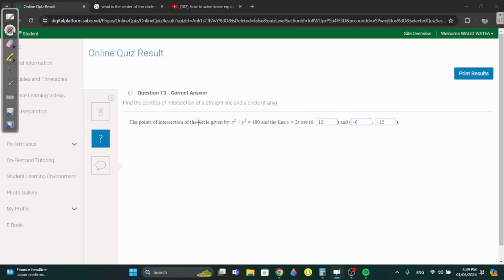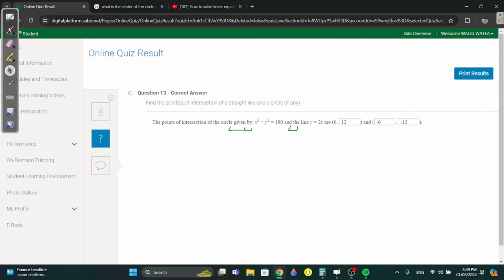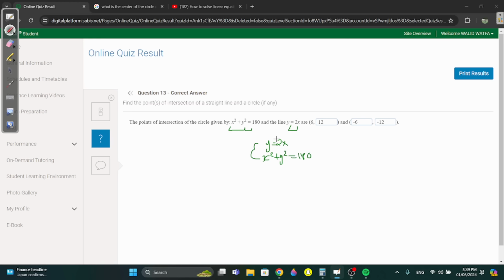Anyway, the point of intersection of the circle given by x squared plus y squared equals 180 and the line y equals 2x. So they told us basically this is the same thing as this, except they gave it to you like this. It's two equations. So y equals 2x, so instead of y I can put 2x, right? So x squared plus, instead of y we said 2x, so 2x squared, because y squared is 2x squared, we just substitute the y with 2x, equals 180.